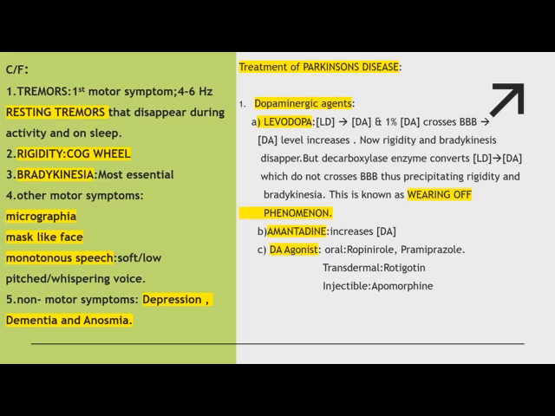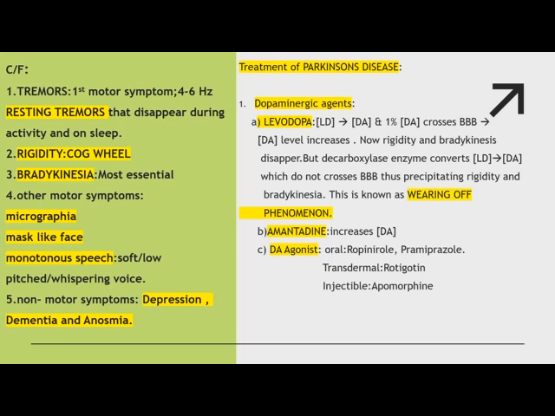Now the treatment of Parkinson disease. First are the dopaminergic agents. We give levodopa as a dopaminergic agent, which is the drug of choice after 60 years of age. Levodopa is converted into dopamine, and 1% of dopamine crosses the blood brain barrier and increases the dopamine level inside the brain, by which the symptoms of Parkinson, that is rigidity and bradykinesia, disappear.